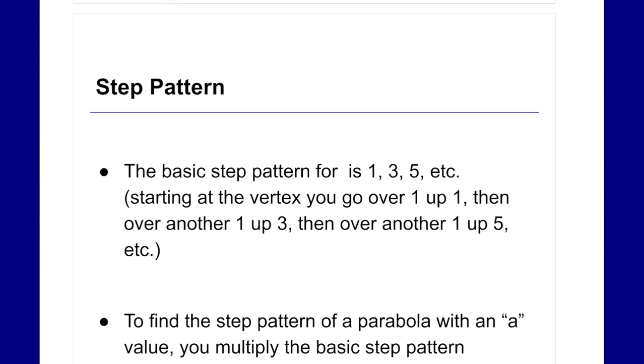It is one of the pieces of information that our vertex form equation does give us, and that is the step pattern. Now the step pattern, or the basic step pattern for a quadratic, is 1, 3, 5. And what that is telling us is that it is basically giving us directions from one point to the next in our quadratic. So we always start at the vertex, and then what it tells us is that we go over 1 and then up 1, and then that's going to give us a point.